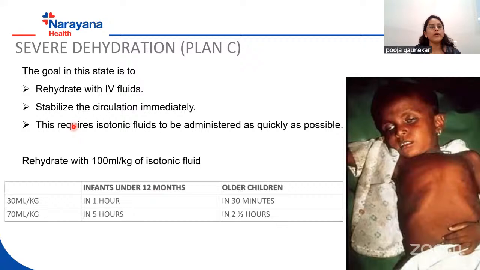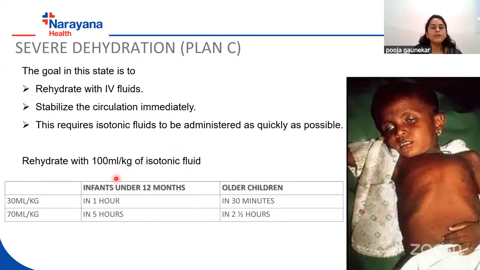Coming to the most important, plan C, which is severe dehydration. Here your goal is to rehydrate and stabilize the circulation immediately, and if the child is in shock, you will go to the shock protocol and give a bolus. So you will rehydrate with 100 ml per kg of isotonic fluid.